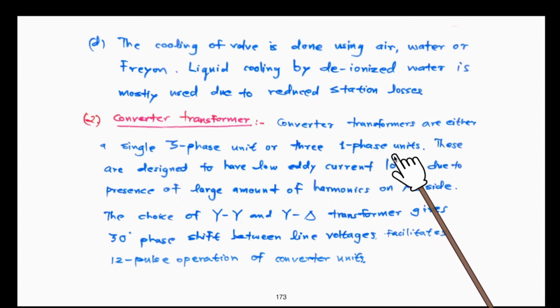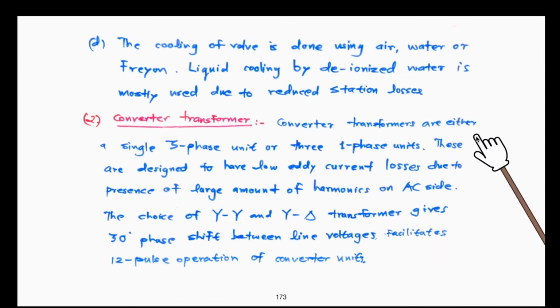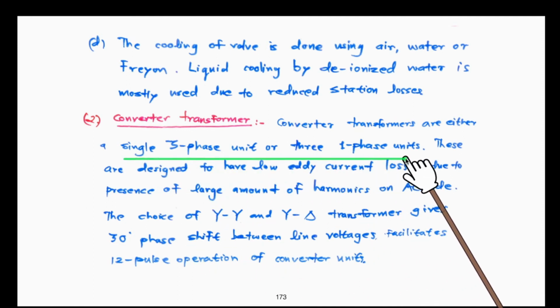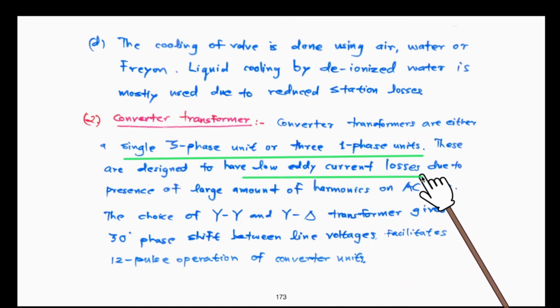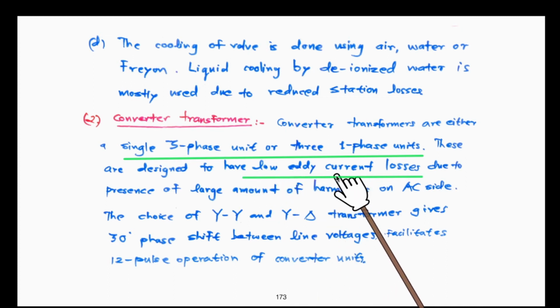Okay. Next are the converter transformers. Converter transformers can be either a single three-phase unit or three single-phase units. So we have shown star-star transformers and star-delta transformers. These are designed to have low AD current losses. Special transformers, with low AD current losses, because harmonics are present. So we have to minimize the AD current. The transformer will get heated due to the presence of a large amount of harmonics due to converter operation. Naturally, we are taking care of it by using filters. But we have to make sure that AD current losses are minimum. So that's why a special design.